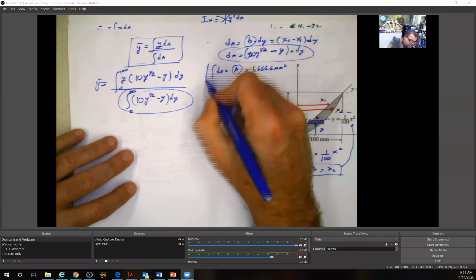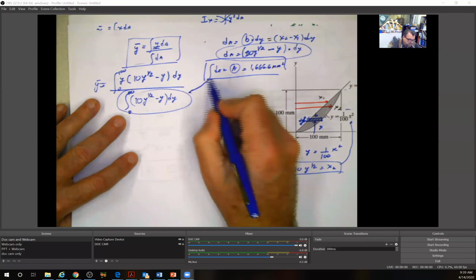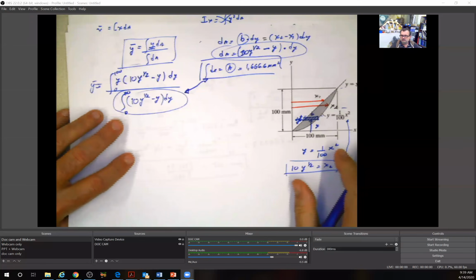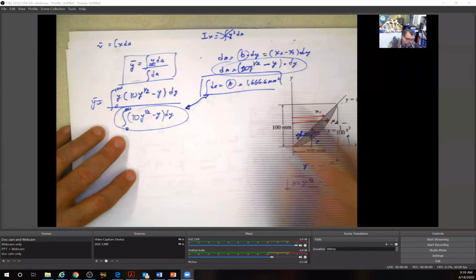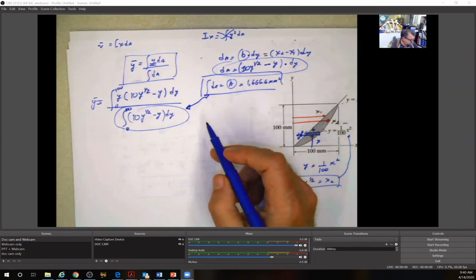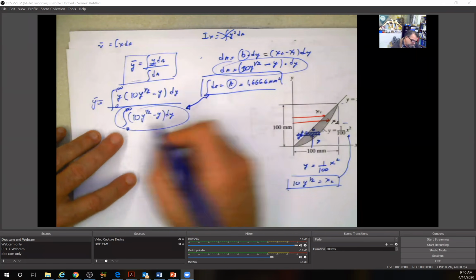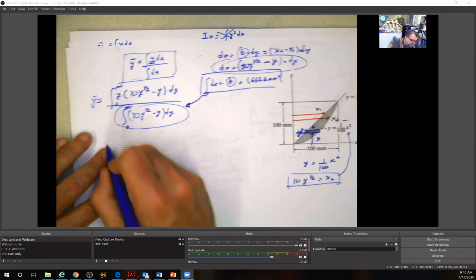So I could use this area if I want to. I don't have to go through the whole integration again because I already know the area, and I can focus only on the top part if I want to. Now let's say that you don't know that. If you don't know that, then you have to run everything from scratch.